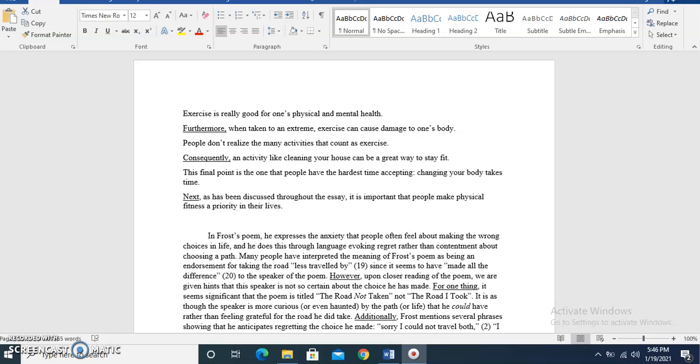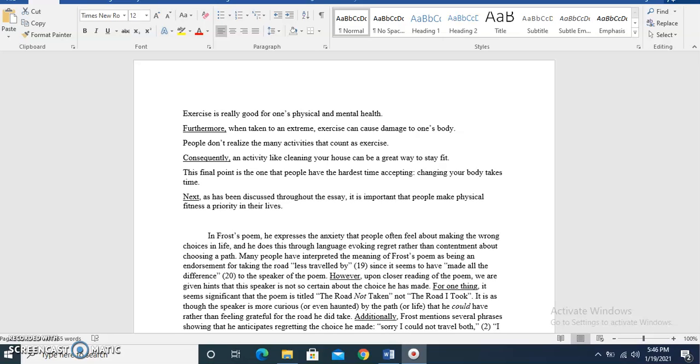The first sentence is saying there are all these activities that count as exercise, and really what this next sentence is doing is giving an example, right? Here's one example of an activity, cleaning your house, that counts as exercise. So we'd want to use a transition that shows you're trying to give an example. It could be something like, for instance, or to illustrate, or even for example, that is more appropriate for what the sentence is trying to do.